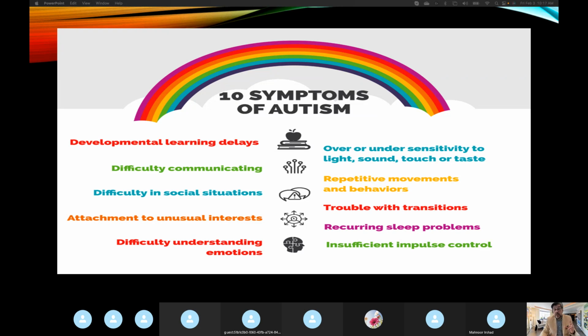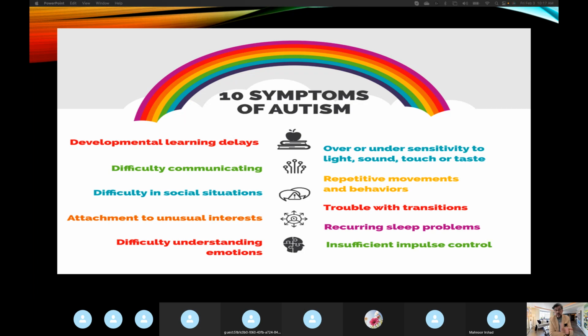Over- or under-sensitivity to light, sound, touch, or taste, anything. If he is fond of eating cheese, he will keep on eating cheese and nothing else. Maybe he will be able to eat something else, but most of the time he will prefer to have cheese all the time, which unfortunately is again a problem. Then repetitive movements and behaviors. He will make babbling sounds or strange words coming out of the mouth, and they keep on coming out despite the parents trying to stop them multiple times. They won't be able to stop themselves.